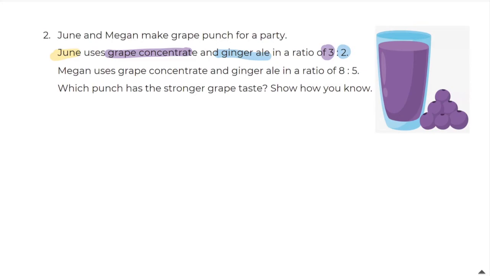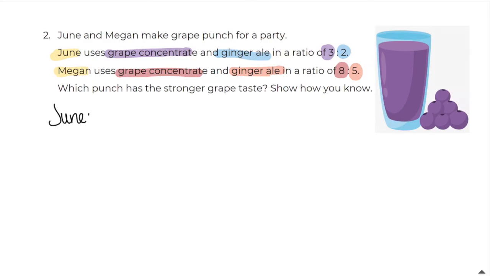Now, we also know that Megan uses grape concentrate and ginger ale, and I have this in different colors because these are different ratios. So in a ratio of 8 to 5. The way Megan is doing it is for every 8 cups of grape concentrate, she's going to put 5 cups of ginger ale or whatever unit she ends up using. Okay, so which punch has the stronger grape taste and how do you know?